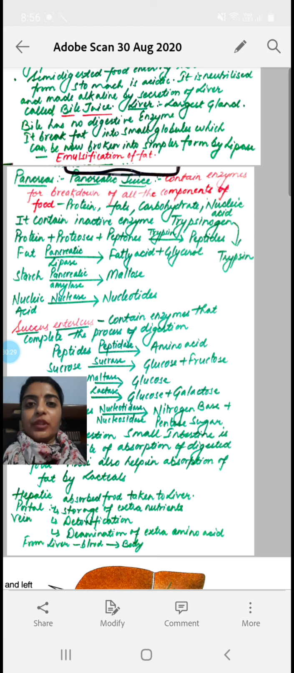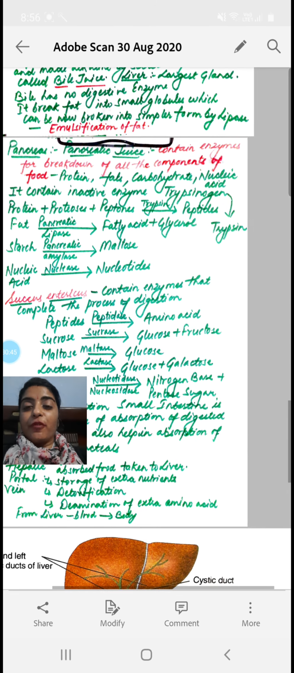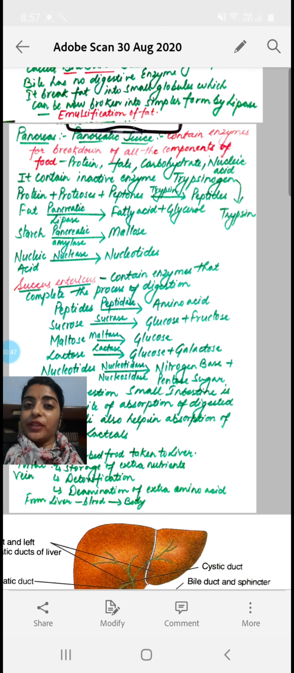Okay, so the liver is one of the associated digestive glands. Again, it is the largest digestive gland and it secretes a juice called bile juice. Now this bile juice has no digestive enzyme, but then again it is very important for digestion. ये question भी बहुत important है कि bile juice के पास कोई digestive enzyme नहीं है, फिर भी bile juice is very important for the digestion of food.